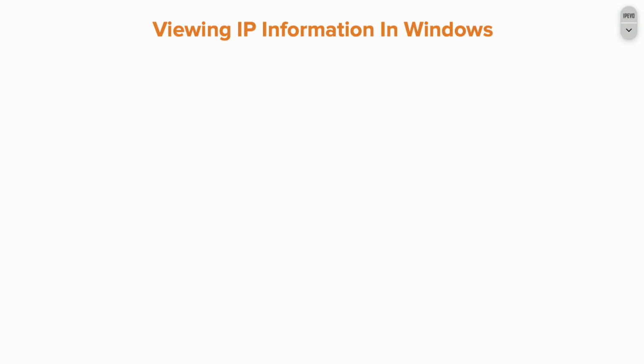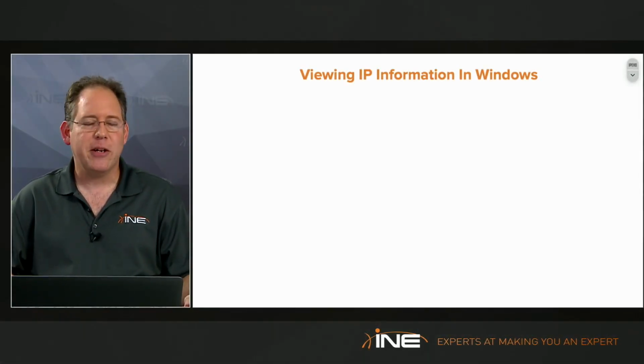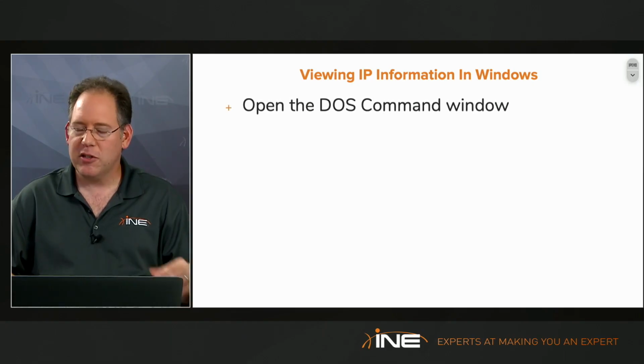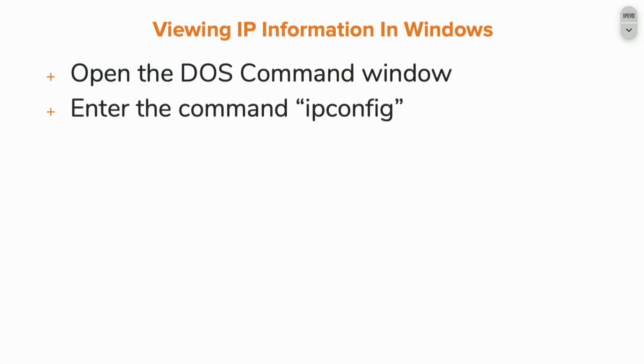Let's start with viewing IP information in Windows. First of all, I'm going to give you the steps textually, and then I'm going to do a demonstration of it. There's always multiple ways to accomplish this. One way is to open the DOS window in Windows and enter a particular command called ipconfig. Let's take a look and see what that does.